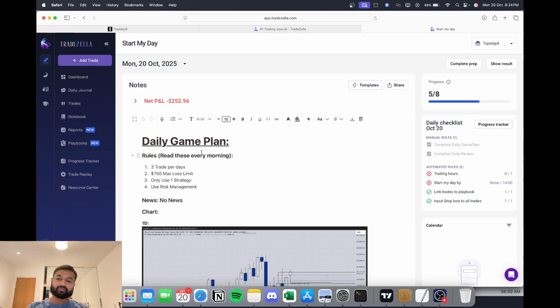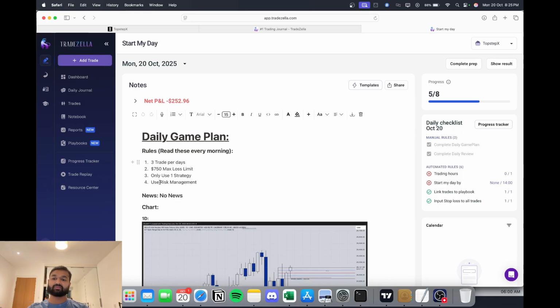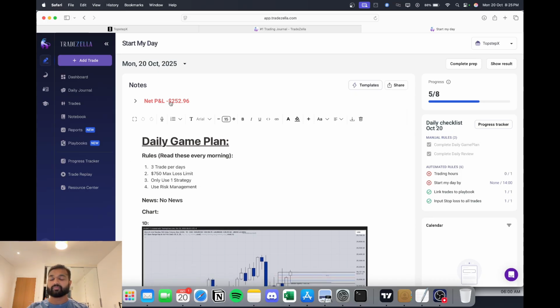So I'm just going to have a review of today, what I did right, what I did wrong, and first I'll share my rules. I've got 3 trades per day, a $750 loss limit, and I'm trying to use one strategy and use my risk management. So today I had a loss of $250, which is basically 250 times 3, so I could take 3 of these trades. And I'm using TopStep as my funded account, which I'm still in the evaluation phase.